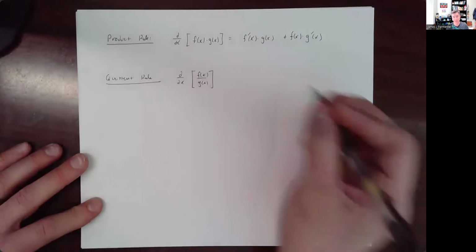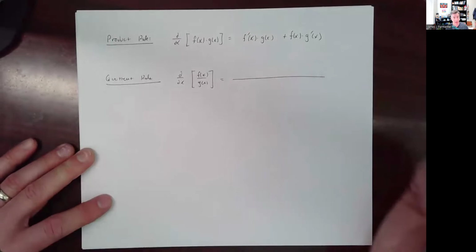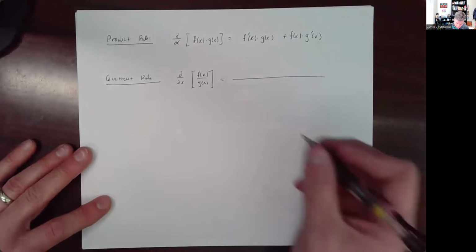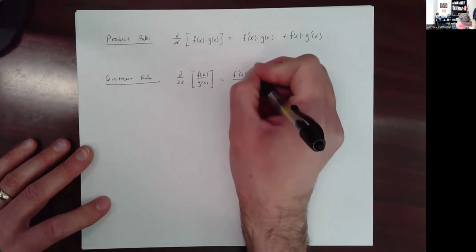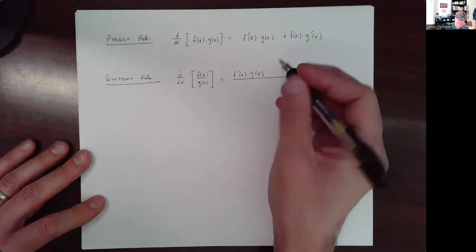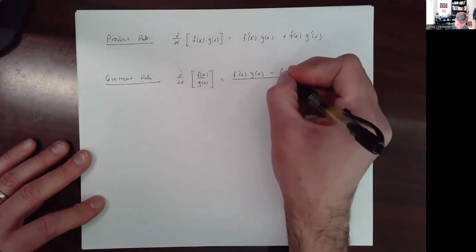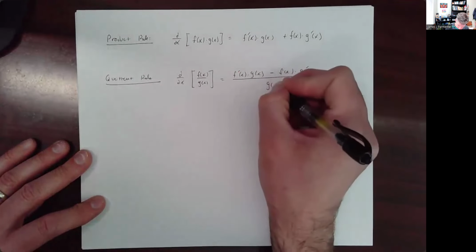And I will say, I actually write this slightly differently than I say it. So I say it as the bottom times the derivative of the top, but I write it as the derivative of the top times the bottom. It's still the same thing. Bottom times the derivative of the top minus the top times the derivative of the bottom, all divided by the denominator squared.